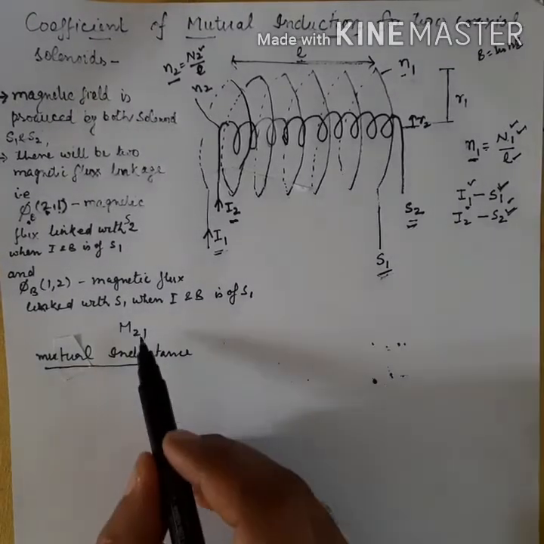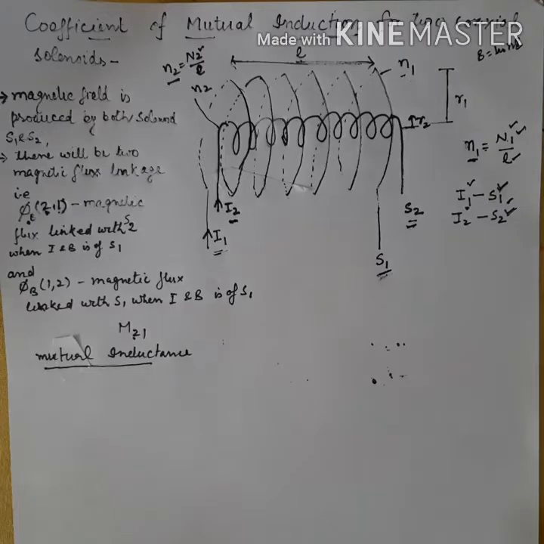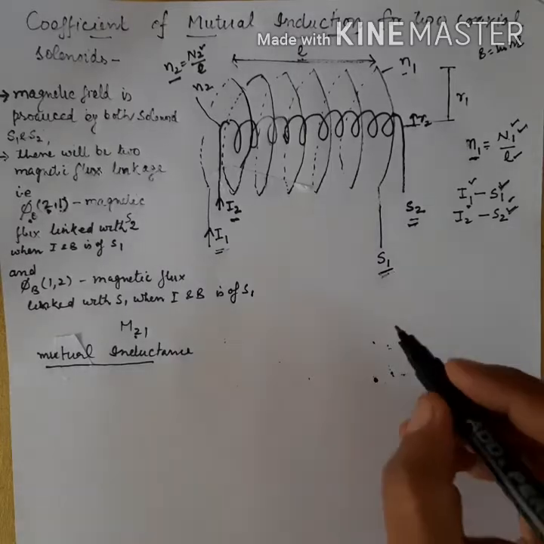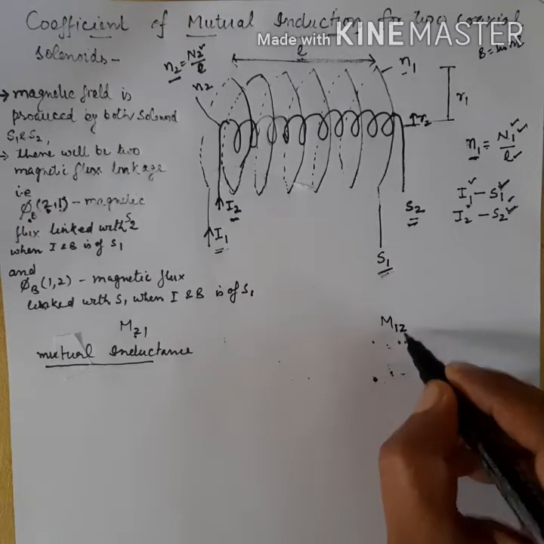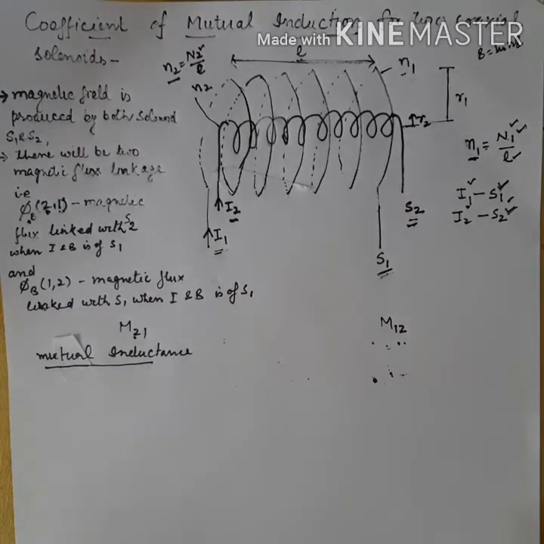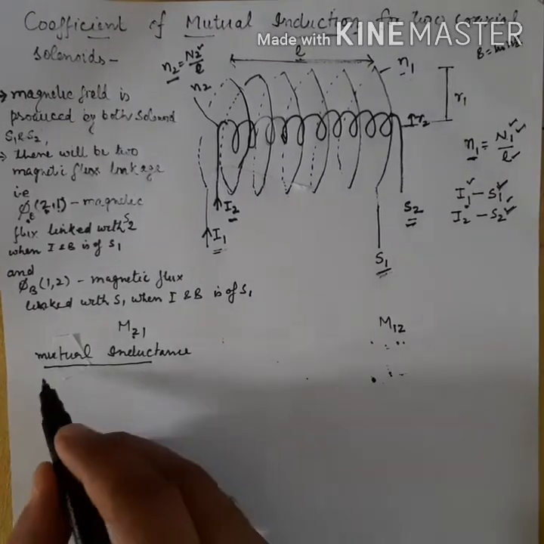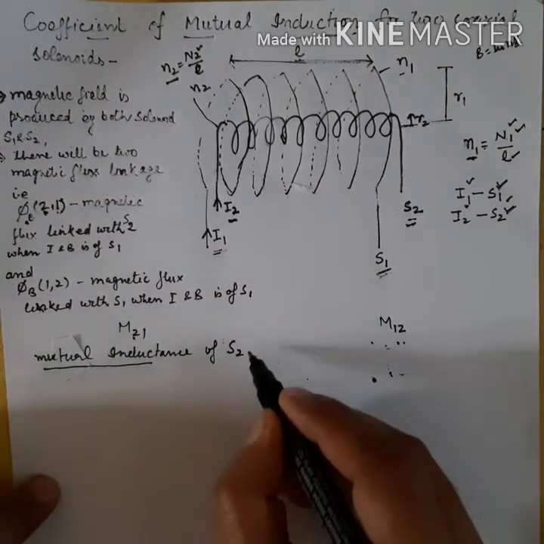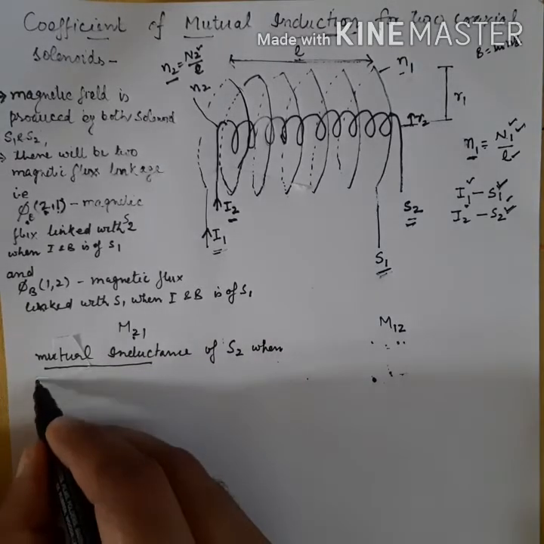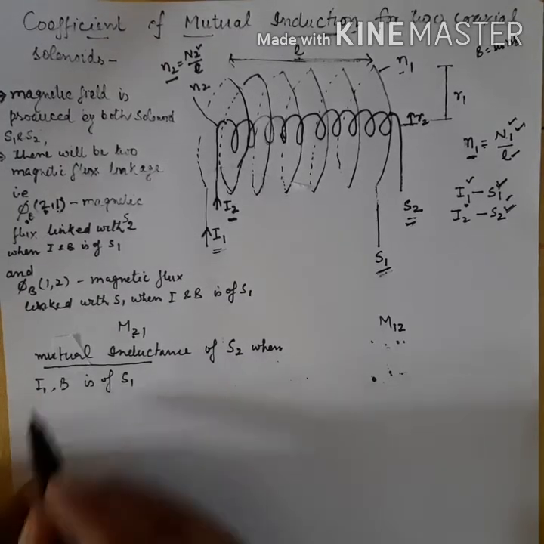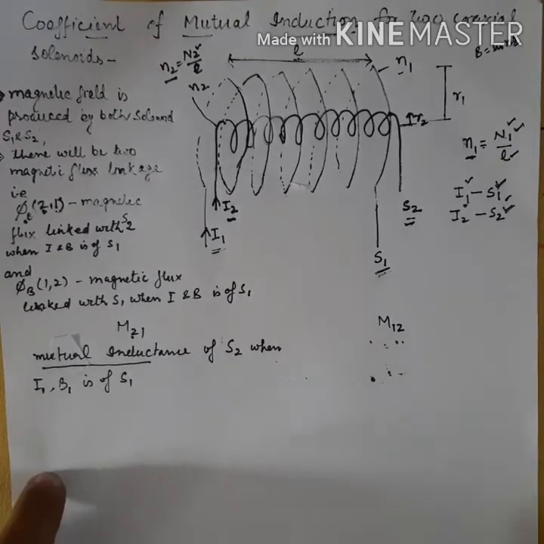Which tells us that there will be two mutual inductances. M12 is the mutual inductance of the first coil when the current and magnetic field are of the neighboring coil, that is S2. Similarly, M21 is the mutual inductance of the S2 solenoid when the current and magnetic field are of the S1 solenoid. So the current will be I1 and the magnetic field will be B1.